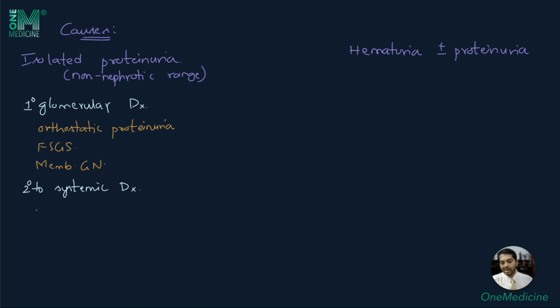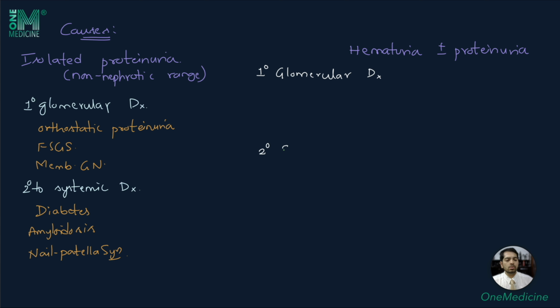The diseases that are secondary to systemic diseases include diabetes, amyloidosis, and nail patella syndrome. The hematuria with or without proteinuria is again further divided into primary glomerular diseases, diseases that are secondary to systemic illnesses, and the diseases that are associated with infections.